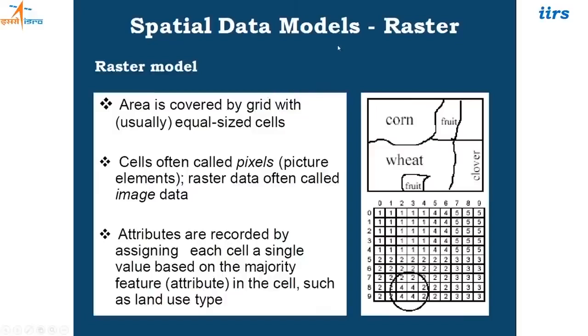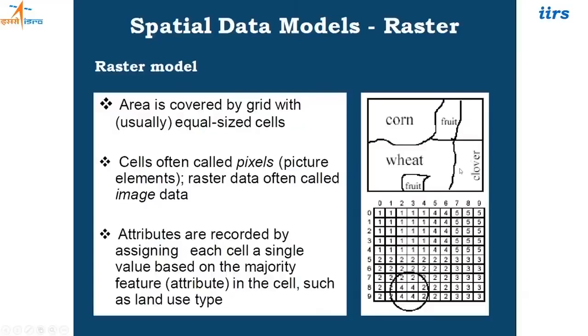Now I will come back to the raster data model, more into the raster data model. Here I have another kind, not only satellite images. Suppose I have a map in which this particular portion is represented by some cornfield. This is some, we can say, land use map. Here there is some wheat area, and here I have the fruits. Or again, here some fruit cultivation is going on. Similarly, here clover or some other crop is there.